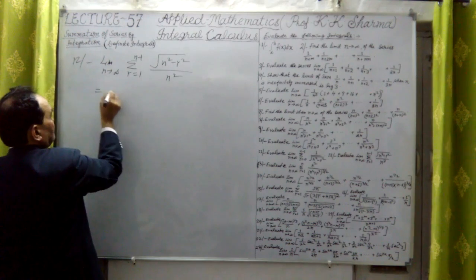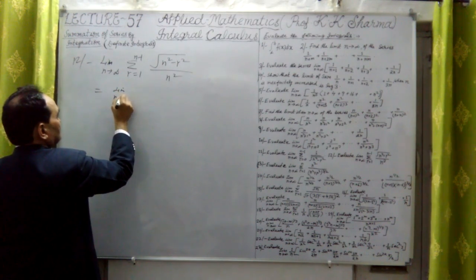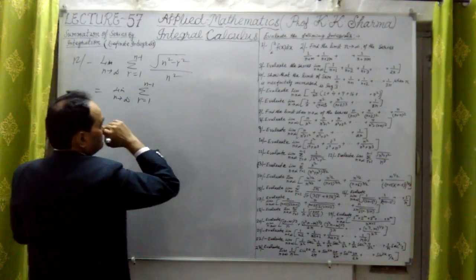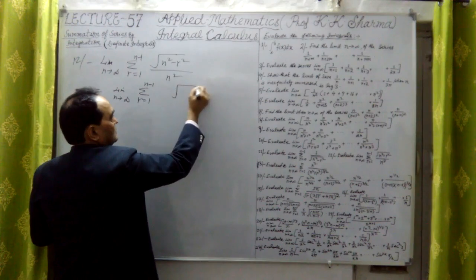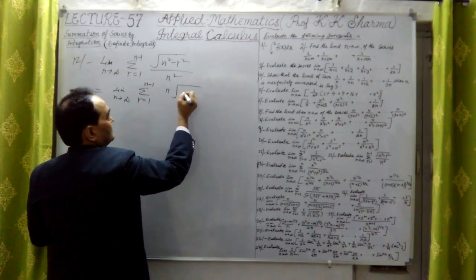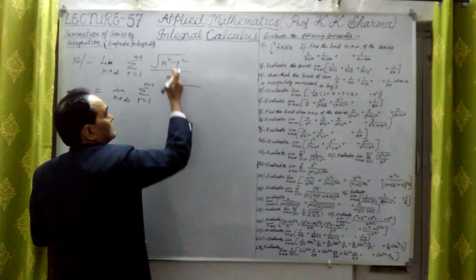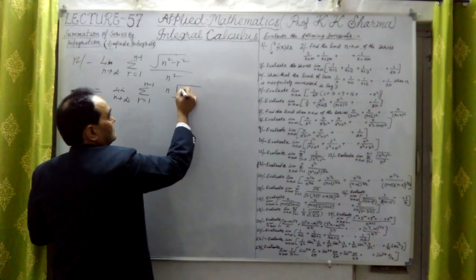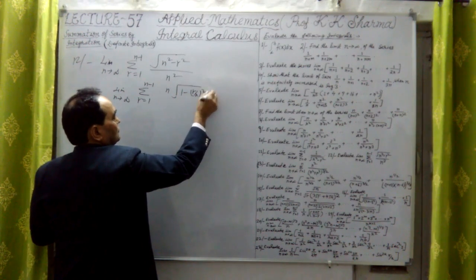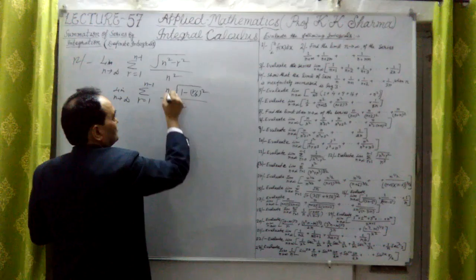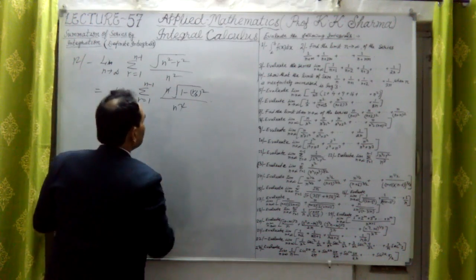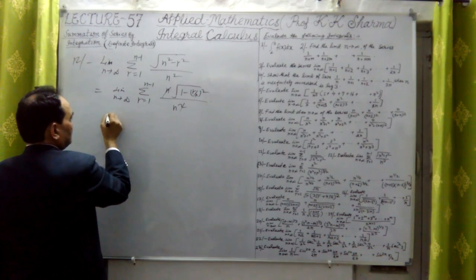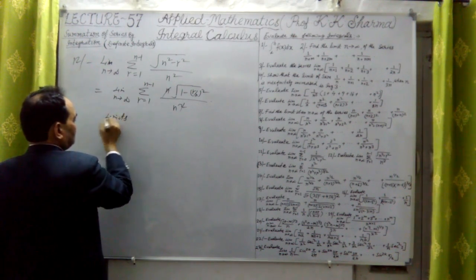So it can be written as the limit as n tends to infinity of the sum over r equal to 1 to n minus 1. If I take n square out of the square root, n comes out, and we have 1 minus r upon n whole square, divided by n square, which is 1 upon n. Finally, we can convert this into a definite integral. What are the limits here? Let me find out now.